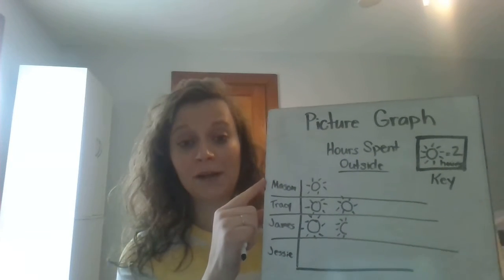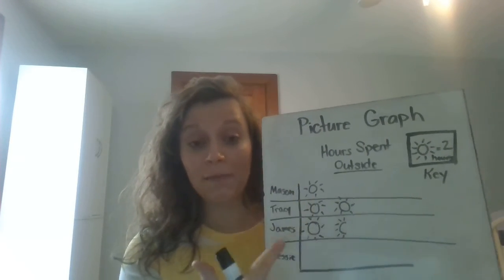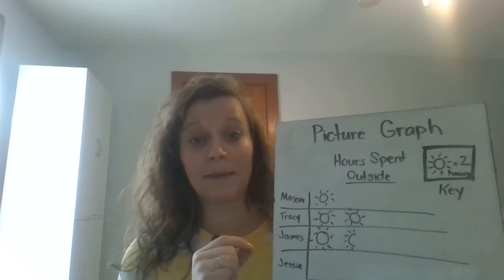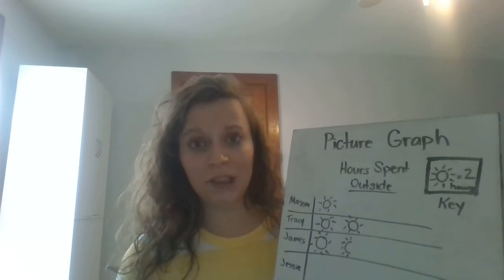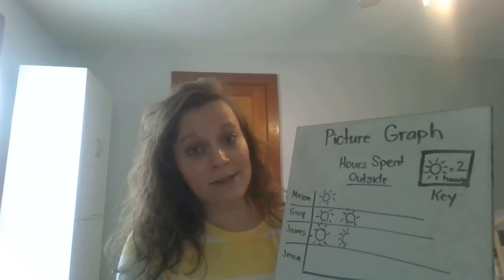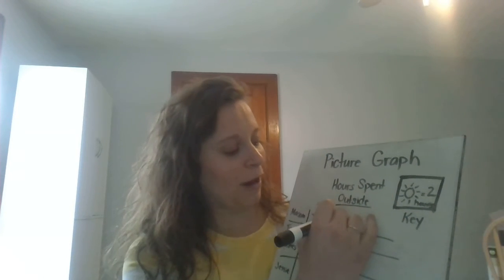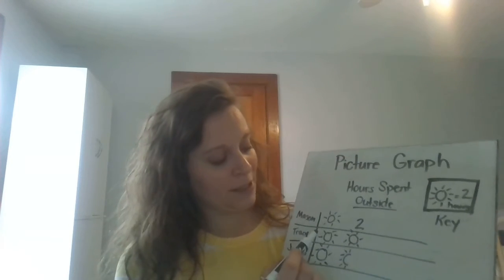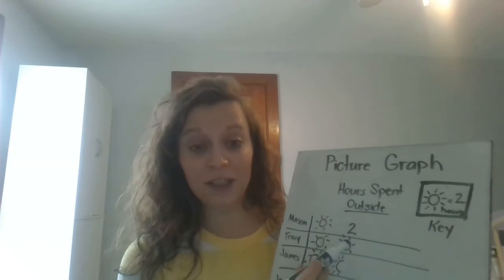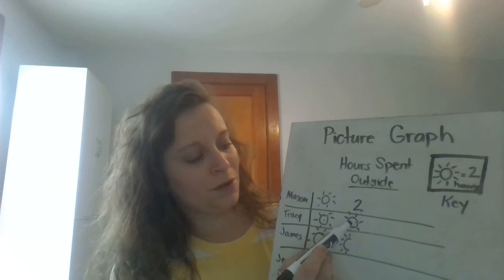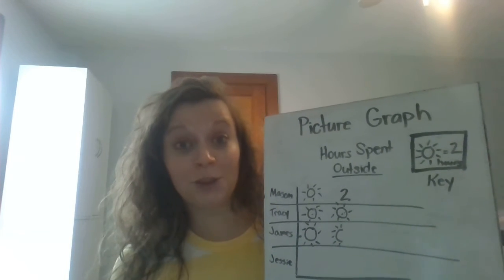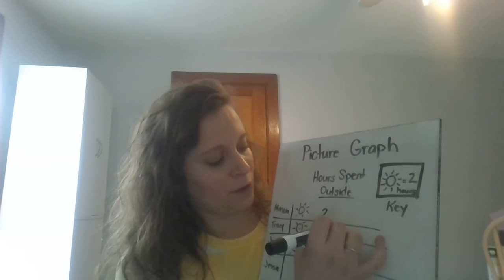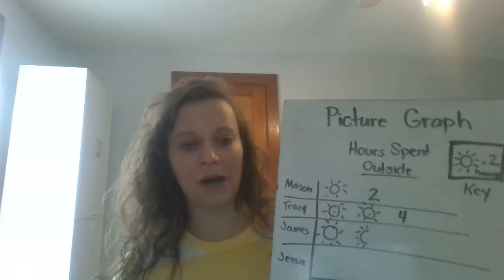So if I look up here, Mason, just by looking at my graph, I can tell he did not spend tons of time outside. So if he has 1 sunshine, how many hours did Mason spend outside? 1 sunshine is 2 hours, so he was outside for 2 hours. Tracy, on the other hand, has 2 sunshines. If each of them counts for 2, we have 2, 4. How many hours did Tracy spend outside? She was outside for 4 hours.